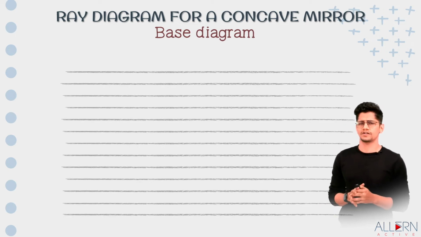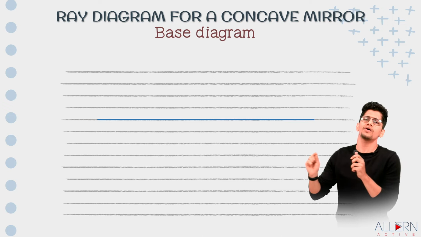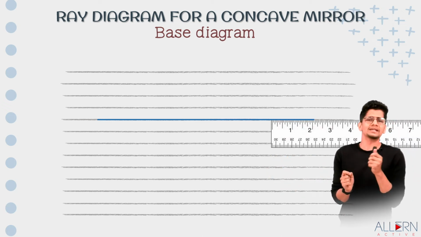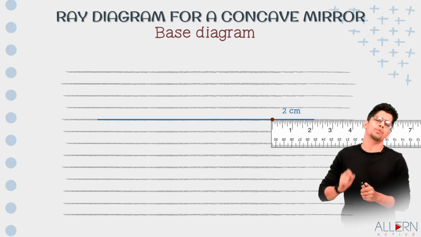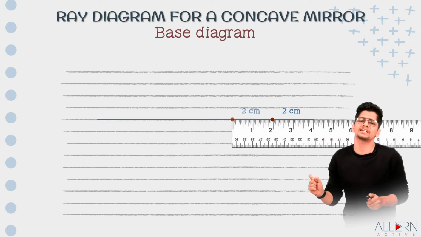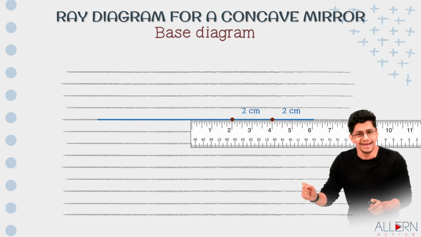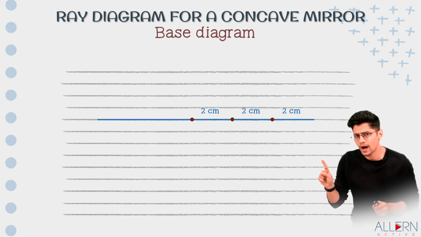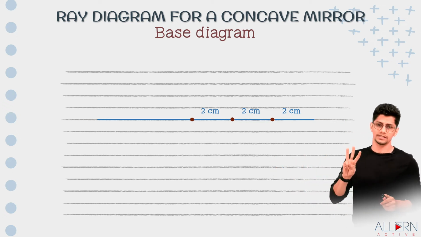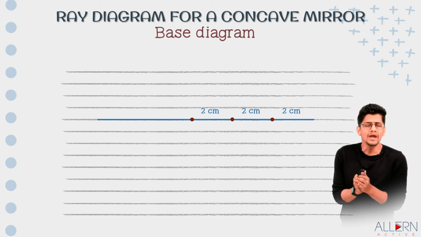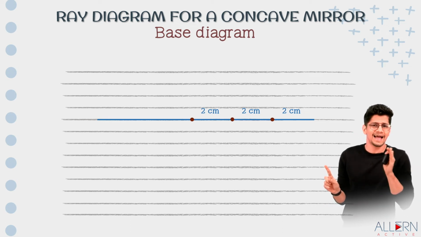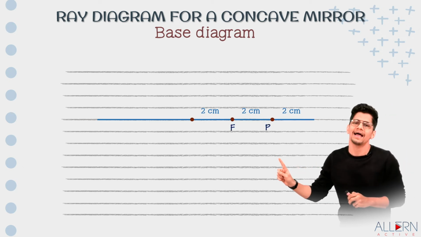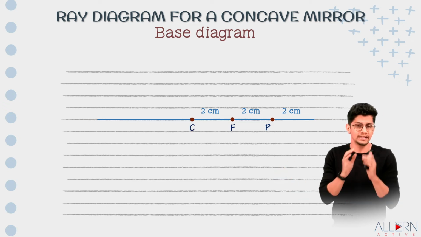So first of all, on your paper, you'll draw a straight line that is nothing but the principal axis. You'll take your scale. From the right hand side, you'll take 2 centimeters and mark 1 point. Again, at 2 centimeters, we'll mark another point. And again, at 2 centimeters, we'll mark another point. So how many points do we have now? 1, 2, and 3 points total. Now, we know that the first point from the right hand side has to be the pole denoted by capital P. Then we have the focus, that is capital F. And then we have the center of curvature denoted by capital C.